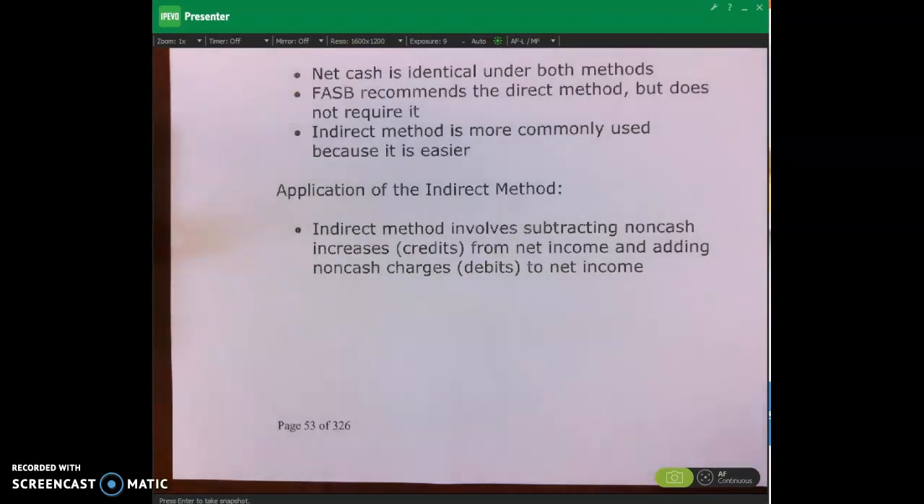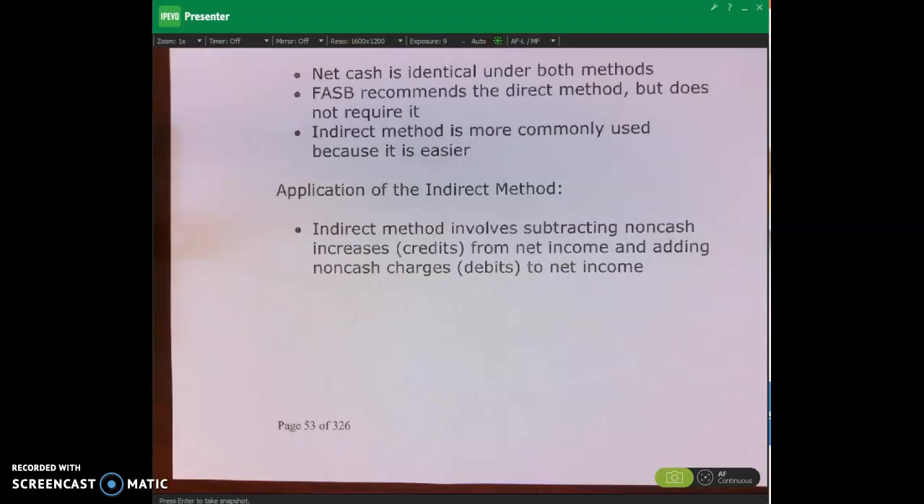Hello and welcome. In this lecture video, we're going to talk about how to do the indirect method. Remember, the indirect method is one of two methods. The other method is the direct method. These two methods, the indirect and the direct, are the two different methods that you can use to create the operating activities section of the statement of cash flows. So we're going to focus on this lecture video on the indirect method.